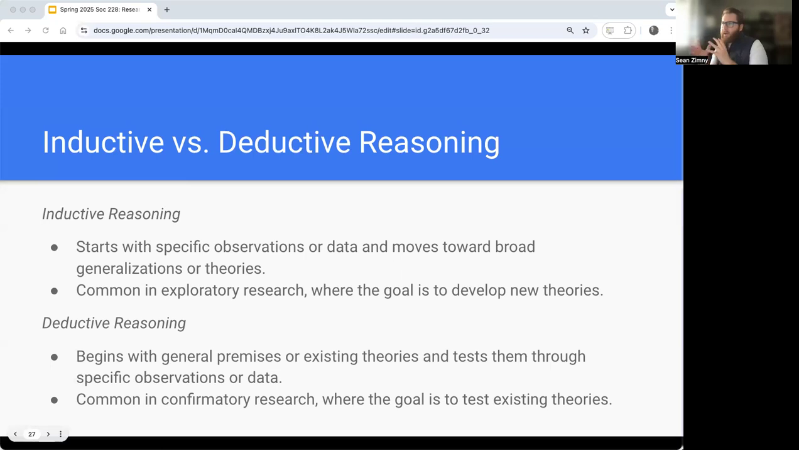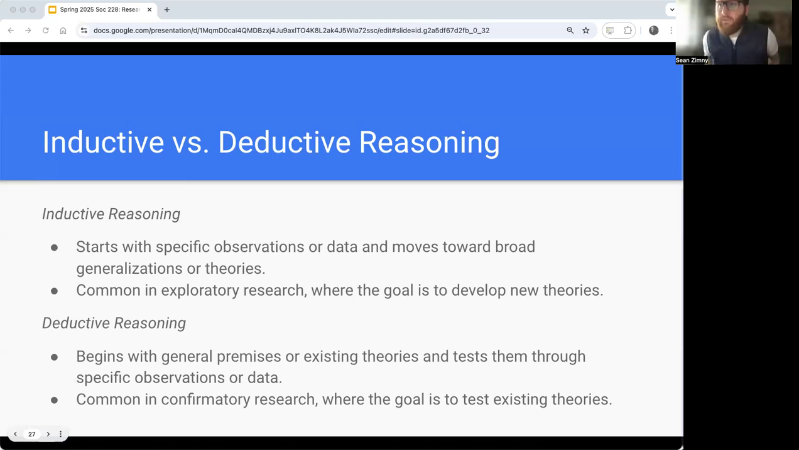And really think about it in the sense of theory. So if you're developing a new theory on data, or if you're developing a brand new theory of type of thought or an idea, inductive, you're starting with the specifics and then making a theory out of those specifics. Whereas deductive, you're starting with the theory and getting into the specifics and testing that theory. Those are the differences there.